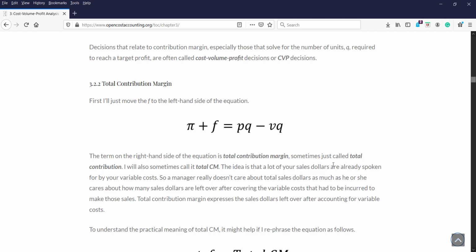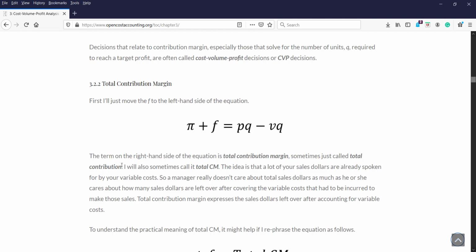Sometimes textbooks or sources online or teachers will call it just contribution. They'll call it contribution ratio, unit contribution, total contribution. They'll just omit the margin word. I don't know why. Sometimes it causes some confusion. Please don't get confused. It's the same thing.